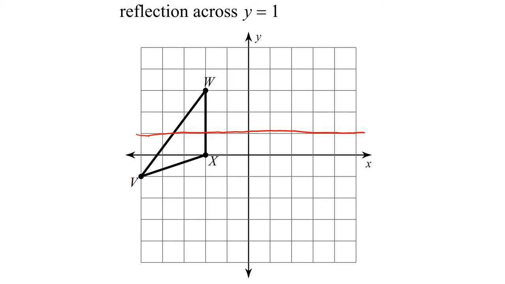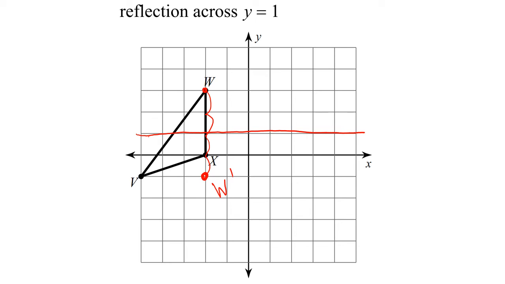That means the ones that are originally above are going to drop below it. The ones that are originally below are going to drop above it. So let's go ahead and start with any one you want to. I'm going to start with W. So W is above it. That means it's going to go below it, equal distance. So W will be right here, W prime.